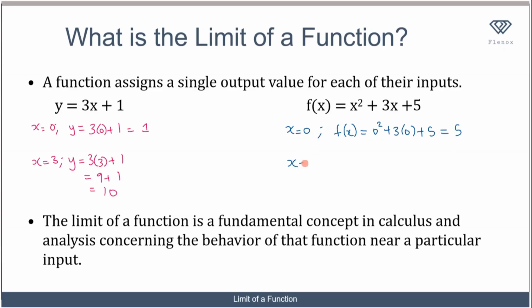How about a case when x is equals to 1? So I have my f of x being equals to 1 squared plus 3 into bracket 1 plus 5, and that gives me 1 plus 3 plus 5, and that gives me what? 9. So as you can see, this is the way a function works. For any value of x, we can find the corresponding value of y.